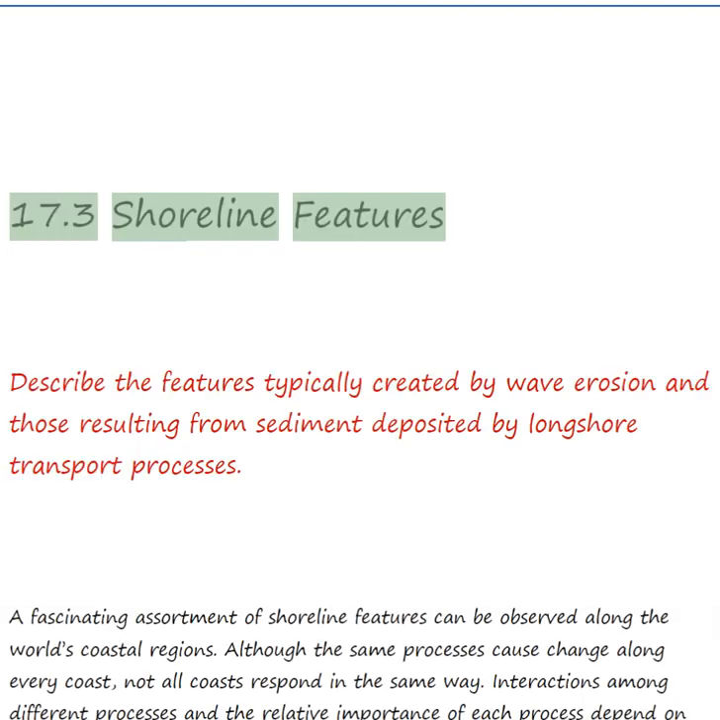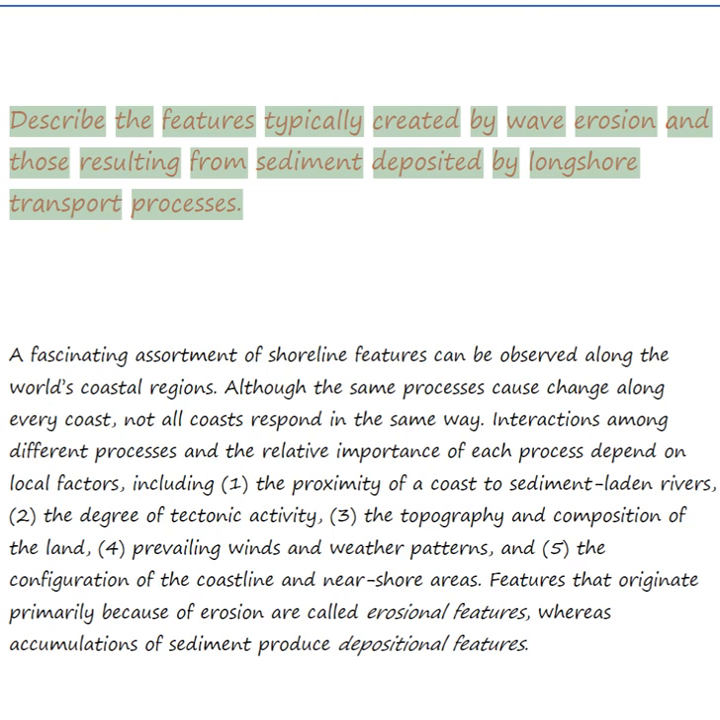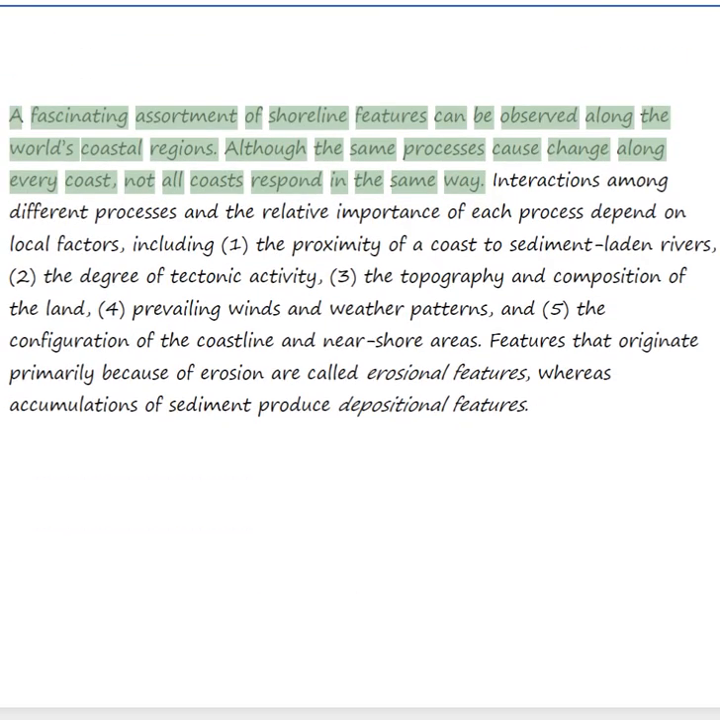17.3 Shoreline features. Describe the features typically created by wave erosion and those resulting from sediment deposited by longshore transport processes. A fascinating assortment of shoreline features can be observed along the world's coastal regions. Although the same processes cause change along every coast, not all coasts respond in the same way.